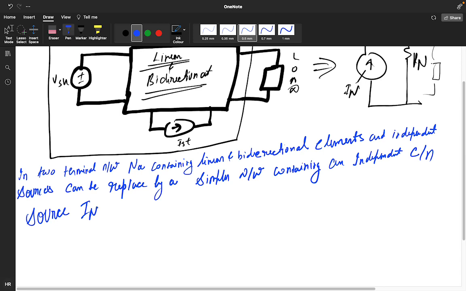Okay, IN. That current source IN is connected in parallel with RN. Connected in parallel with RN. Okay.